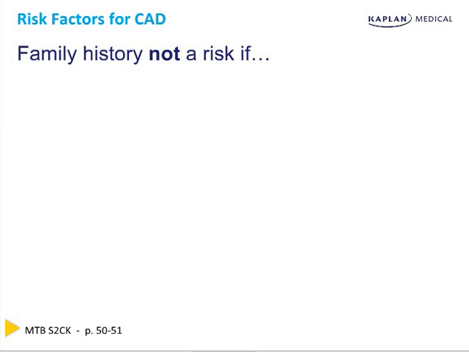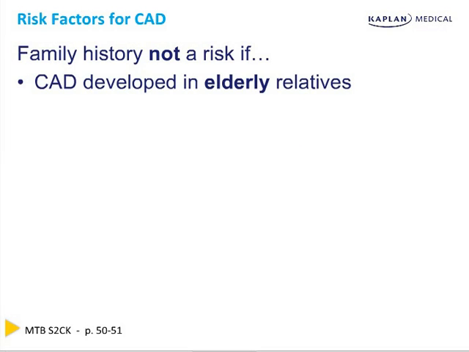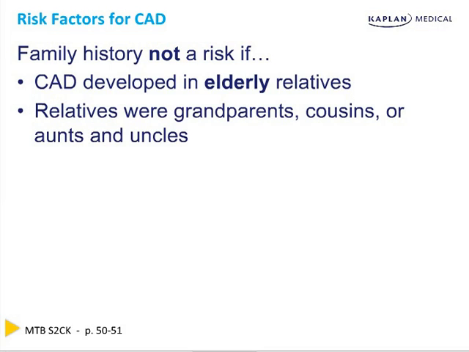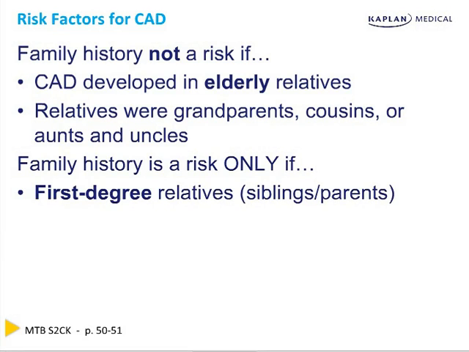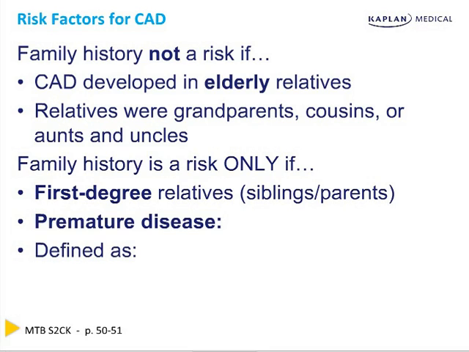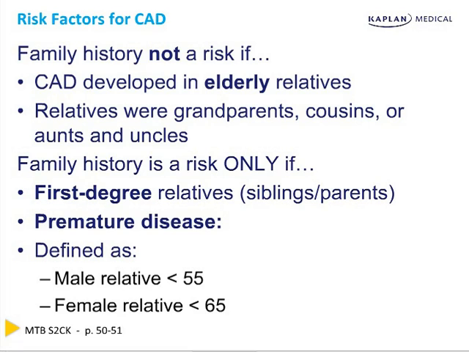Family history is not a risk factor if that family history developed in elderly relatives. If your mother, father, aunts, and uncles and your dog all have coronary disease at the age of 80, it doesn't count as a risk for you or for the patient in the question on your test. It does not matter if it's in grandparents, cousins, aunts, and uncles. It's only a risk factor if it's first-degree relatives, siblings, and parents, and if that disease is premature, defined specifically as a male relative under 55 or a female relative under 65.